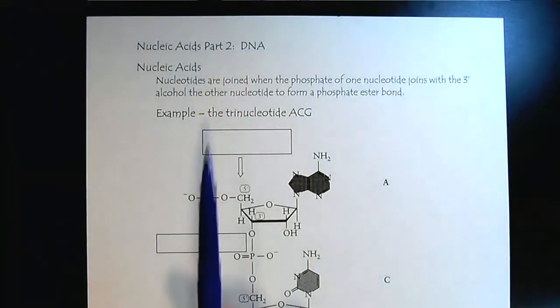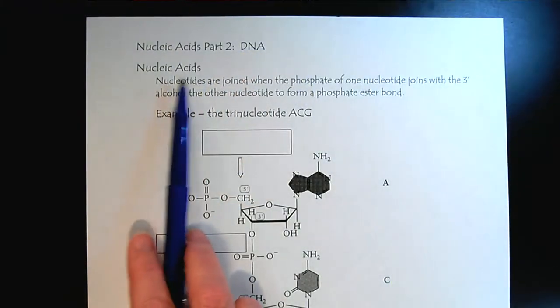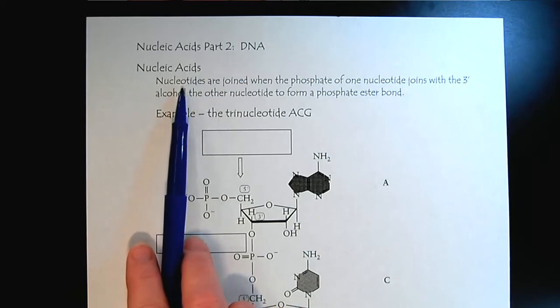Welcome to Nucleic Acids Part 2. In this tutorial, we'll look more closely at the structure of DNA. Let's get started. Alrighty, so the nucleic acids are basically polymers of nucleotides.